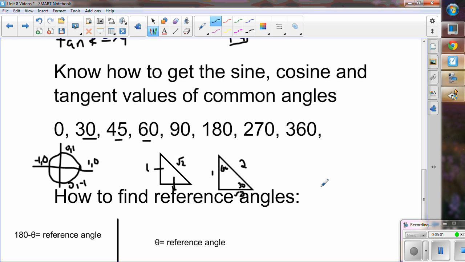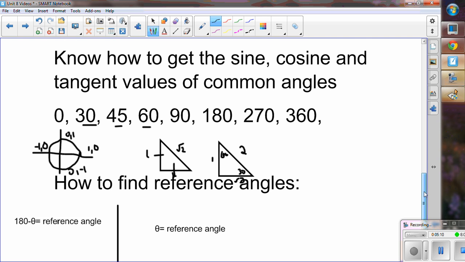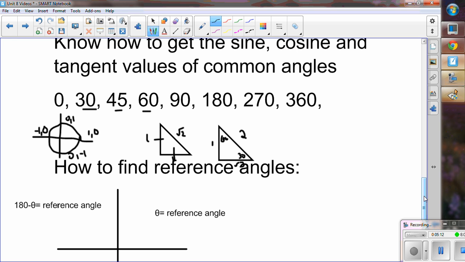Now, some of you remembered them other ways. There's the chart where you count up and count down to get sine and cosine. It doesn't matter to me what method you use if you know the decimals and you can convert back.